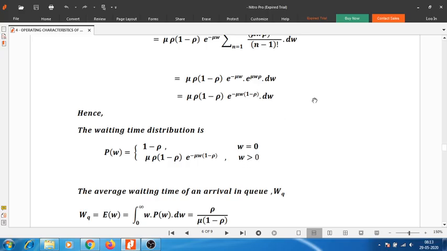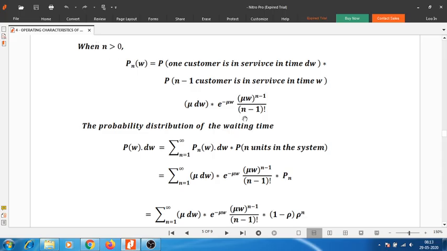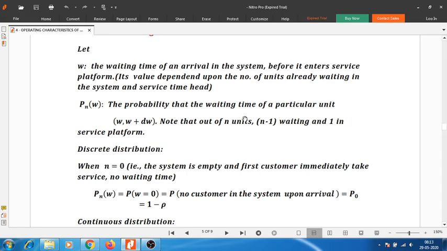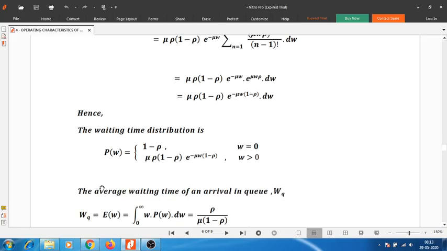Why? Because in the previous step we derived it for n greater than 0, and also for n equal to 0. So what is the waiting time distribution here? The waiting time distribution P(W) is equal to 1 minus rho for n equal to 0, and for n greater than 0 it is mu rho (1 minus rho) e to the power of minus mu omega (1 minus rho). Agreed with my point? Okay, right.